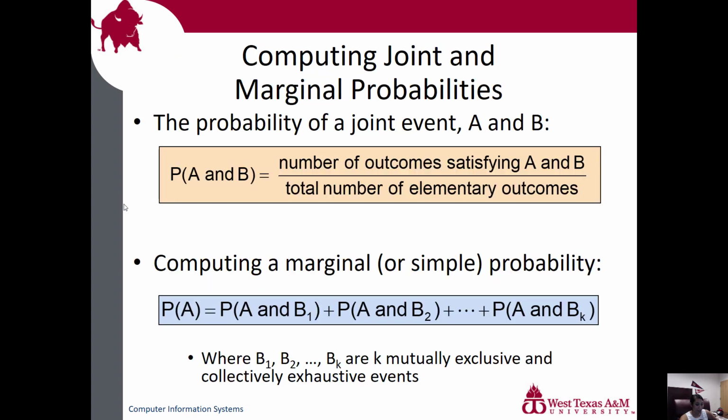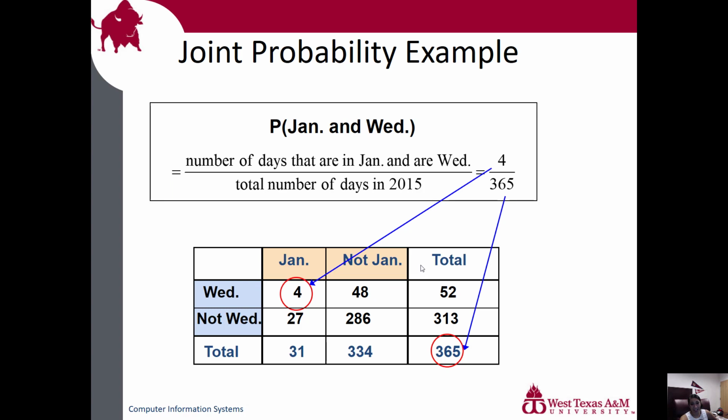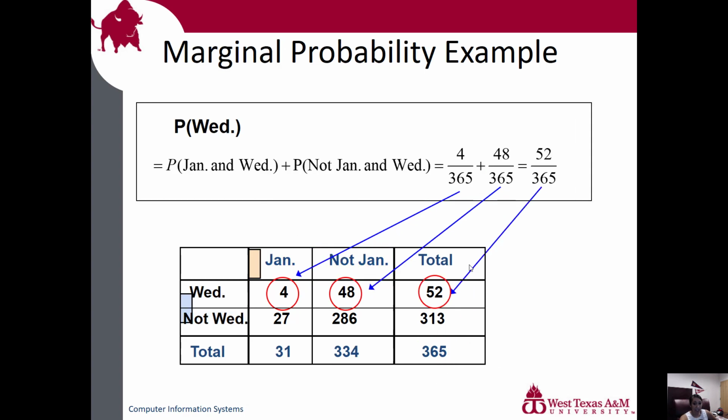Well, we could use those, or we could just look at a contingency table here. So the probability, again, of a January and Wednesday, here we have probability of January and Wednesday out of 365. And then to compute marginal probabilities, again, that is just that total column here. So the probability that it is a Wednesday, we want the probability that it is a January Wednesday, as well as the probability that it is a non-January Wednesday, and that'll give us 52 out of the total sample space of 365.